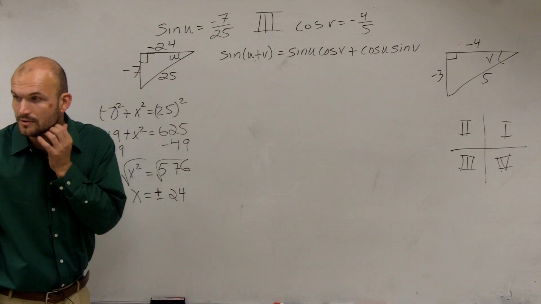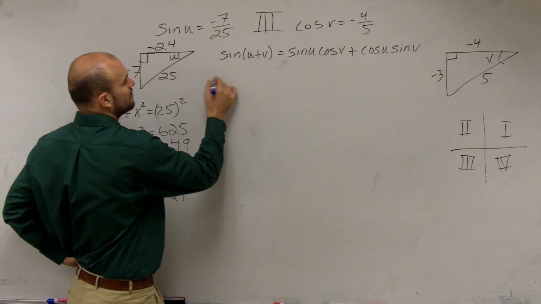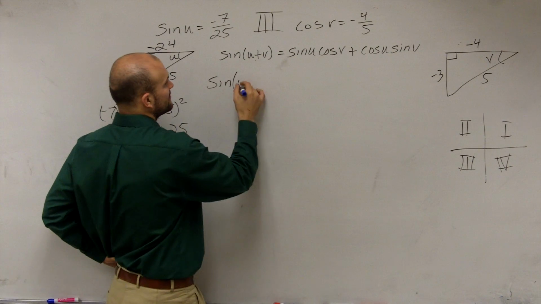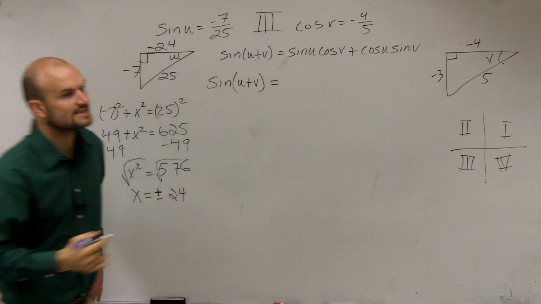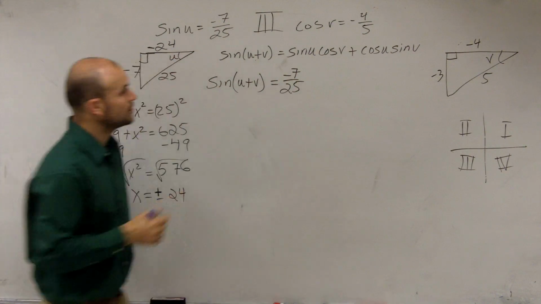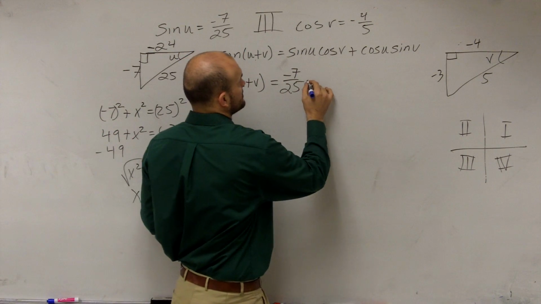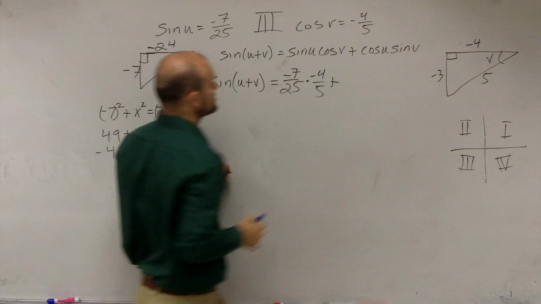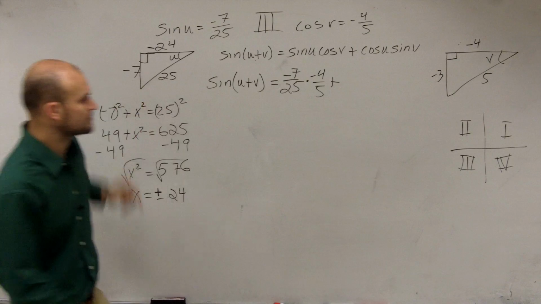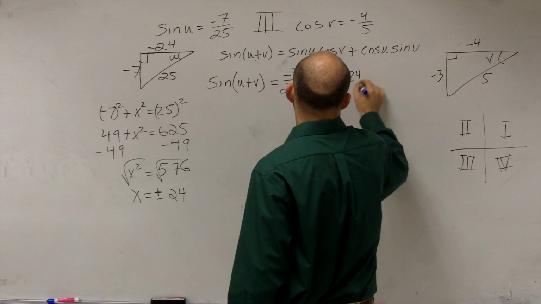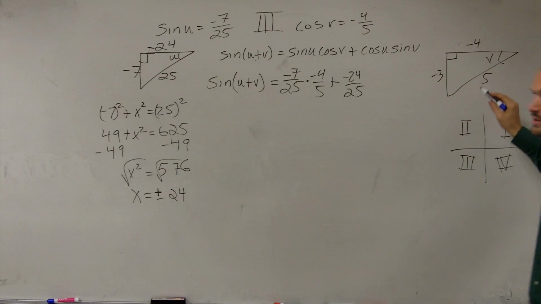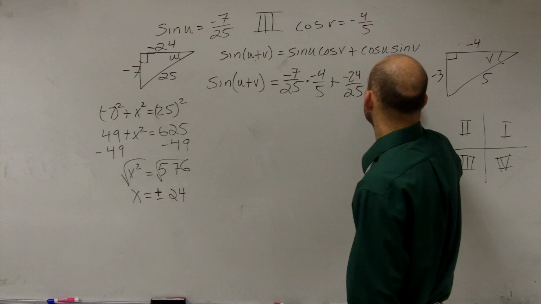All right. So now what I'm going to simply do is let's just plug in our points. So we have sine of u plus v. So let's take a look at sine of u. We already know that. Negative 7 over 25 times the cosine of v, which we are given here, times negative 4 over 5, plus the cosine of u. So we go to our angle u. Well, cosine of u is negative 24 over 25, adjacent over hypotenuse, times the sine of v. So we go to v. The sine is opposite over hypotenuse. So it's negative 3 over 5.